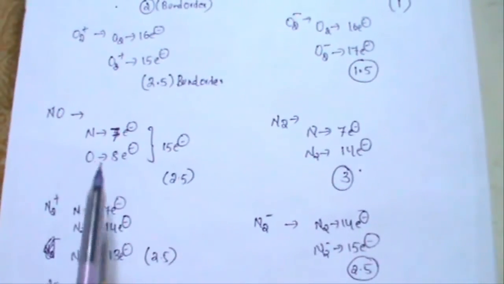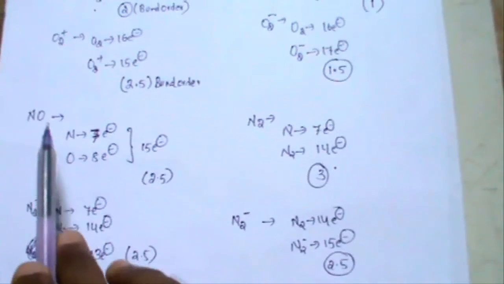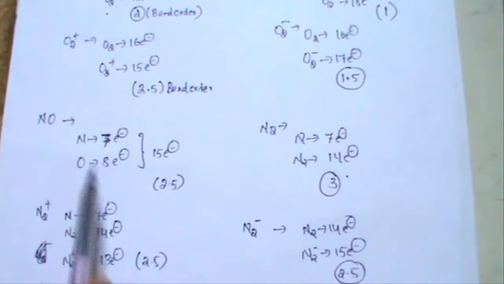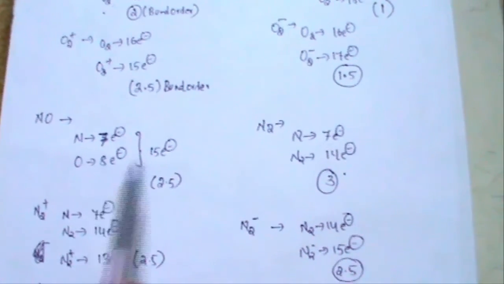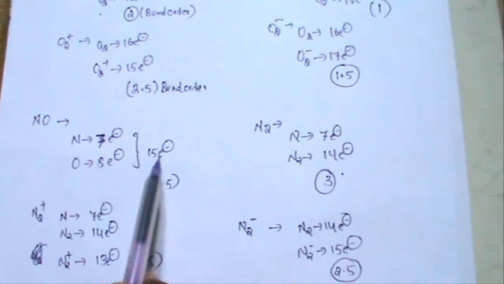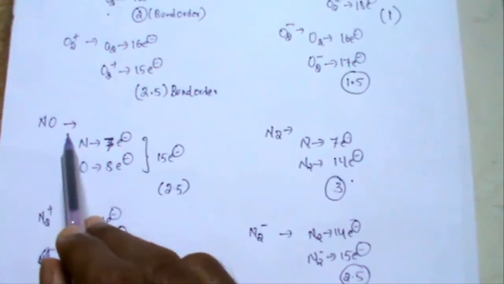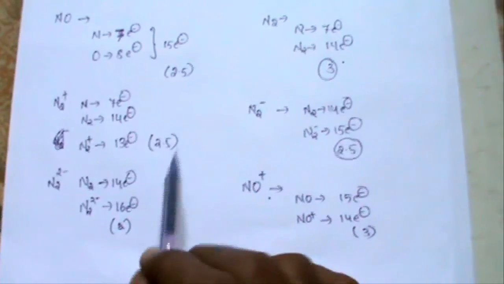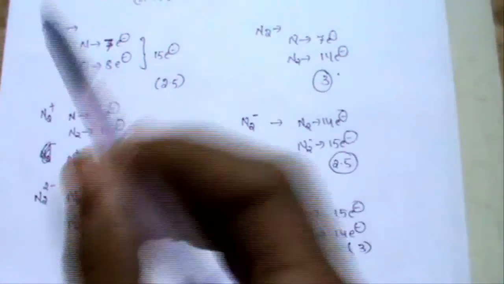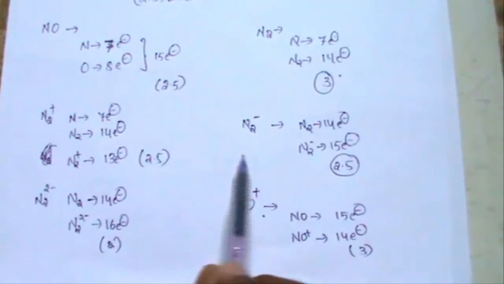Now we look at NO. Here N has 7 electrons and oxygen has 8 electrons, a total of 15 electrons. If you have 15 electrons, then the bond order of 15 electrons is 2.5. So the bond order for the NO molecule is 2.5. These are a few examples. You can solve them easily if you know the values.